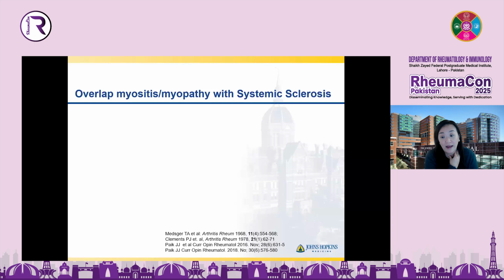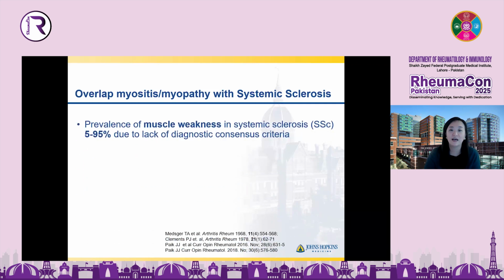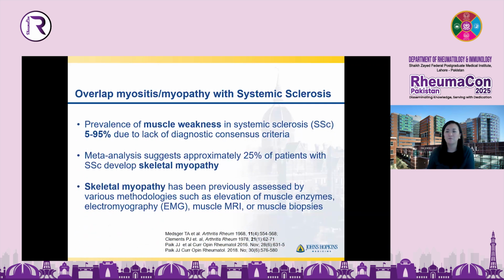Not that much, if you go back. I started doing this research probably back in 2011, so it's been quite some time. I remember looking back at all the data and pooling it; back then we were still reading much more paper articles than all these PDFs we have now. You can see that the prevalence of muscle weakness, which is a broader definition, was 5 to 95%. It's just all over the place. But there was a meta-analysis that came out around 2013 that suggested that maybe about 25% of patients actually have muscle involvement.